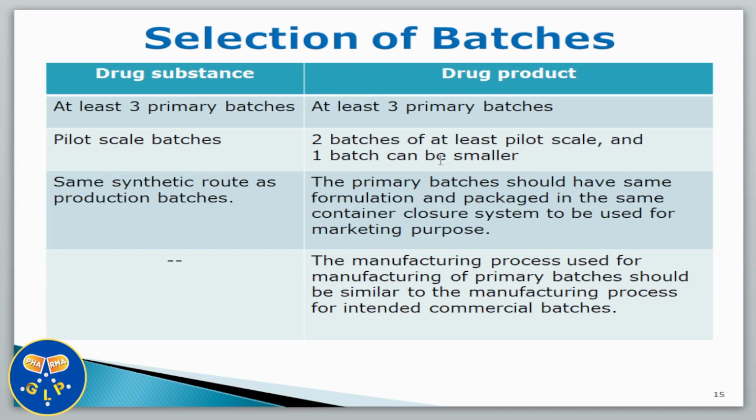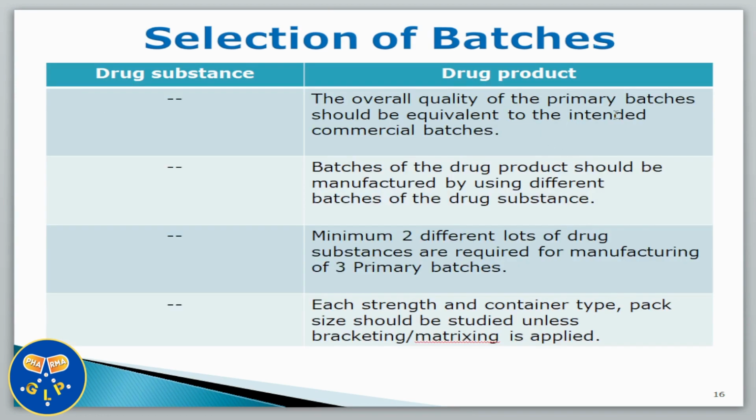The primary batches should have same formulation and packaged in the same container closure system to be used for marketing purpose. The manufacturing process used for manufacturing of primary batches should be similar to the manufacturing process for intended commercial batches. The overall quality of the primary batches should be equivalent to the intended commercial batches. Primary batches of the drug product should be manufactured by using different lots or batches of the drug substance. Minimum 2 different lots of drug substances are required for manufacturing of 3 primary batches.